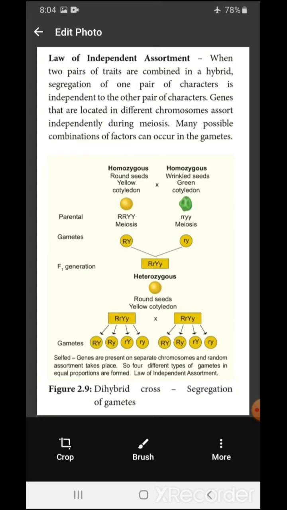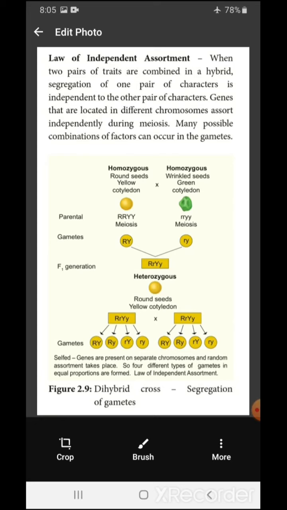Here in this cross we know about the contrasting characters. So what is the parental phenotype? Homozygous round seed and yellow cotyledon. For round seed, we give the genotype capital R, capital R. For yellow cotyledon, capital Y, capital Y. So capital R and capital Y are the dominant characters, while the recessive genes are in homozygous wrinkled seed with green cotyledon. Homozygous wrinkled seed.